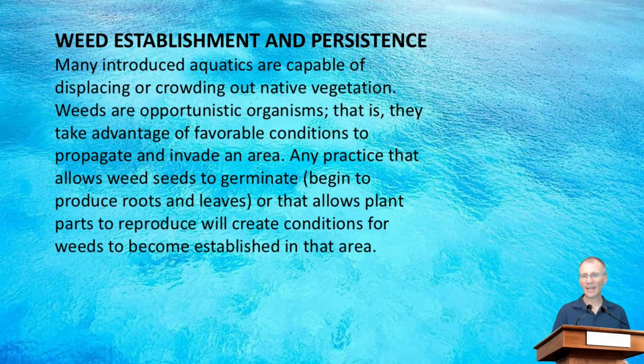Weed establishment and persistence. Many introduced aquatics are capable of displacing or crowding out native vegetation. Weeds are opportunistic organisms. That is, they take advantage of favorable conditions to propagate and invade an area. Any practice that allows weed seeds to germinate, begin to produce roots and leaves, or that allows plant parts to reproduce will create conditions for weeds to become established in that area.